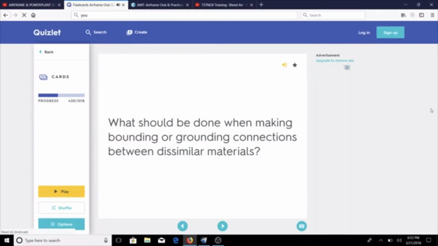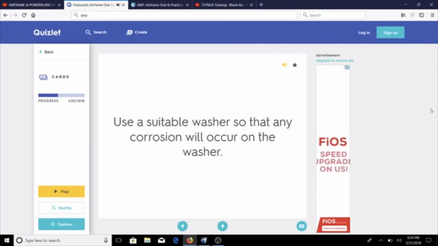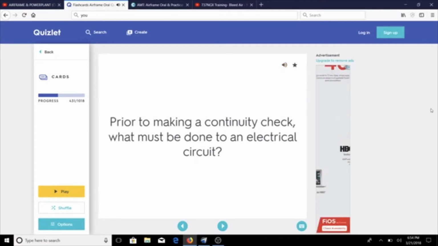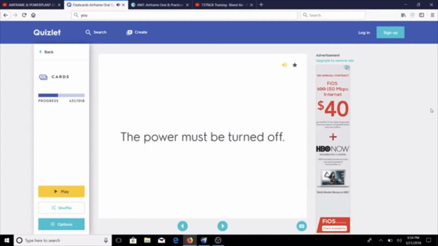What should be done when making bonding or grounding connections between dissimilar materials? Use a suitable washer so that any corrosion will occur on the washer. Prior to making a continuity check, what must be done to an electrical circuit? The power must be turned off.